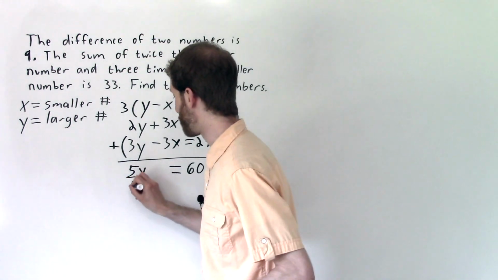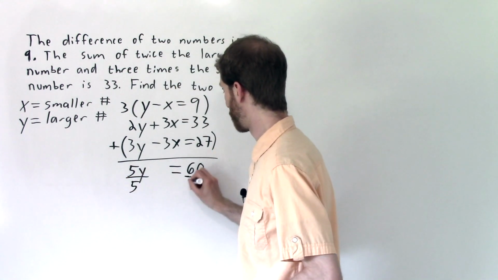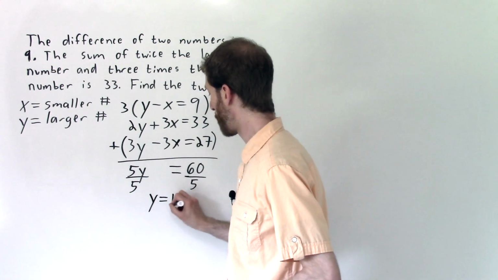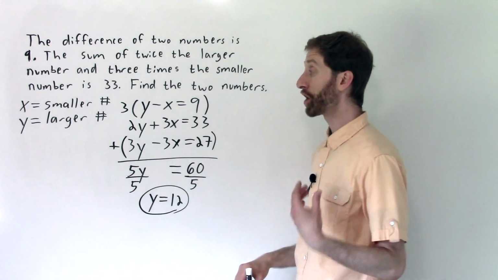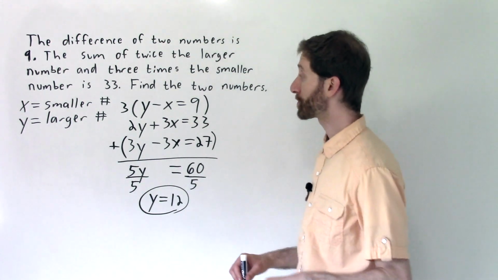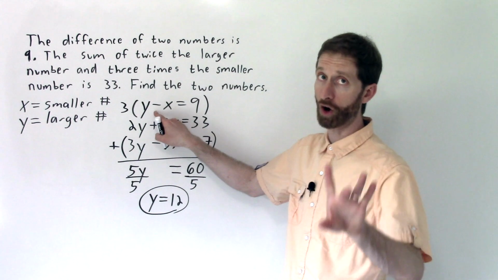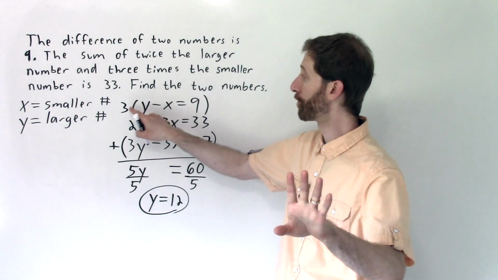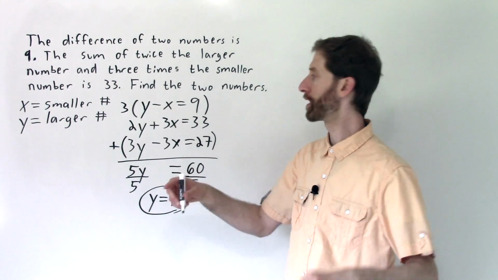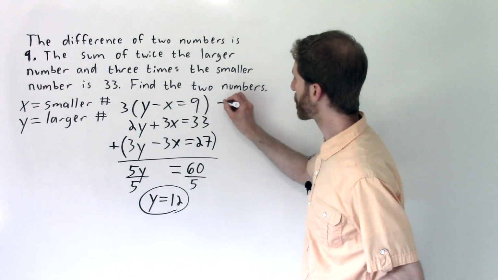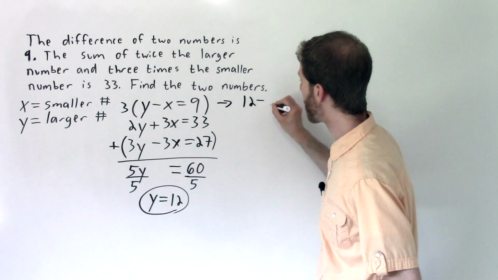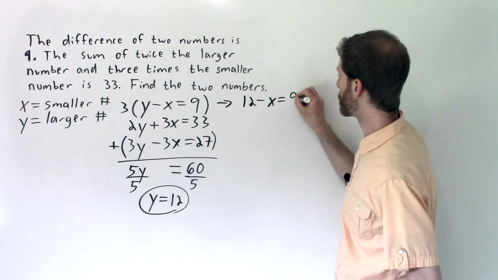Divide both sides by 5, and you're going to get y equals 12. Nice. So y is 12, so the larger number is 12. How do we find the smaller number? I would plug it into, again, always into the original equations before we manipulated or altered them. So I'd plug it into y minus x. I think it's easier to solve. So plugging into this, we get 12 minus x is equal to 9.